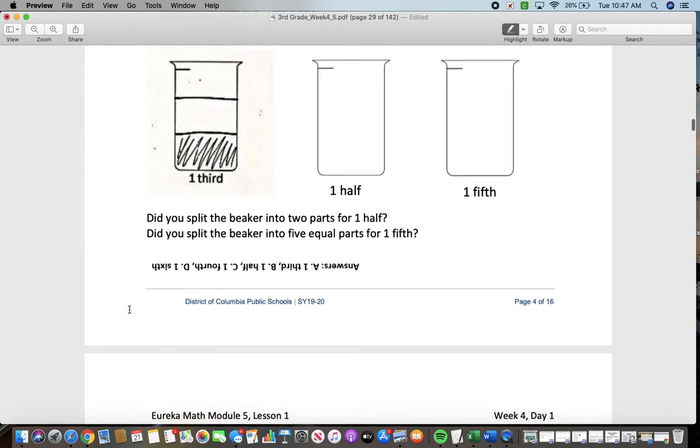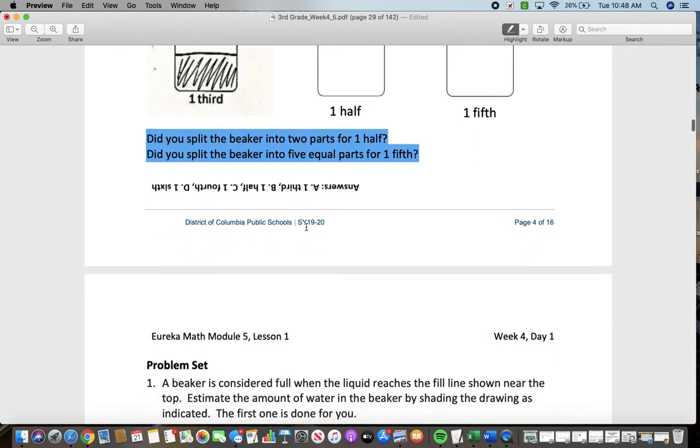Then it's going to ask you at the bottom, don't forget these questions right here, and I'm going to highlight them because quite often people read over them and then they do not answer them. It says, did you split the beaker into 2 parts for 1/2? That is a yes or no question. And then did you split the beaker into 5 equal parts for 1/5? And that is a yes or no question. Those are just to check, did you do what you were supposed to do in the directions? Make sure you're really paying attention to the word equal parts.